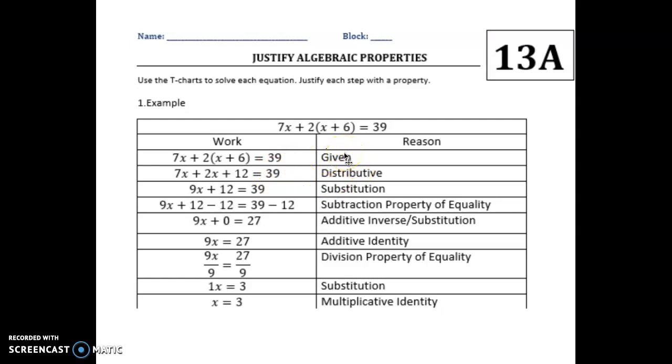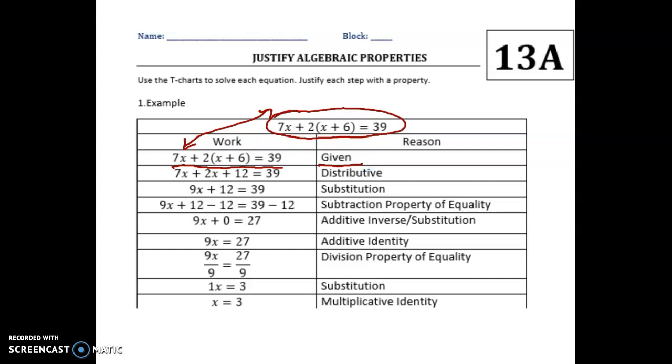So if you have the property sheet, that would be really good to reference while we're going through this. If not, just try to follow along on the first example. We have this equation right here. When we're doing this justification, we always start out with our first step being the exact same as what's given, and the reason is given. So you're going to say given on that first step. Okay, so we write that down.